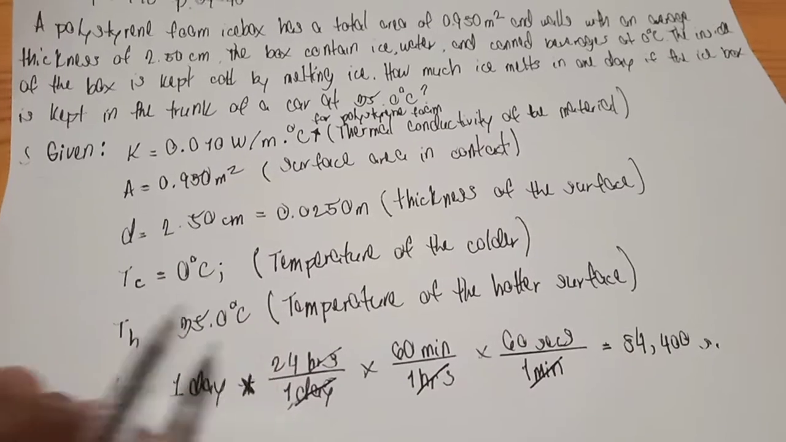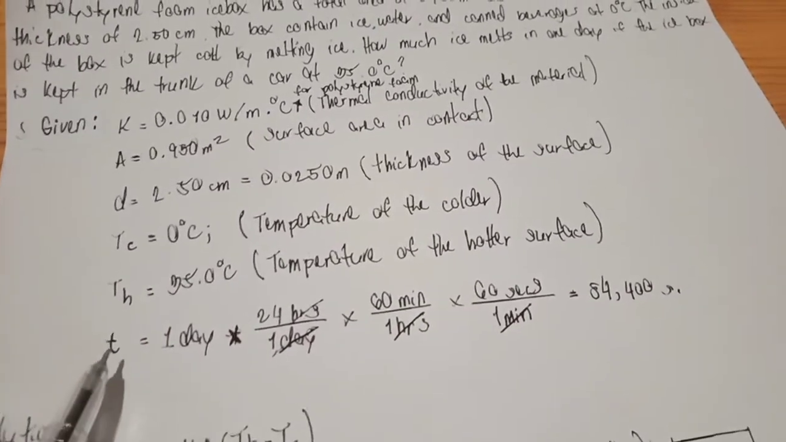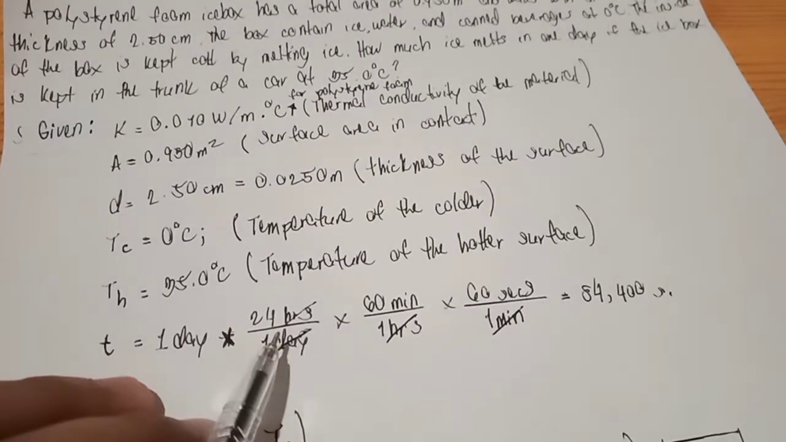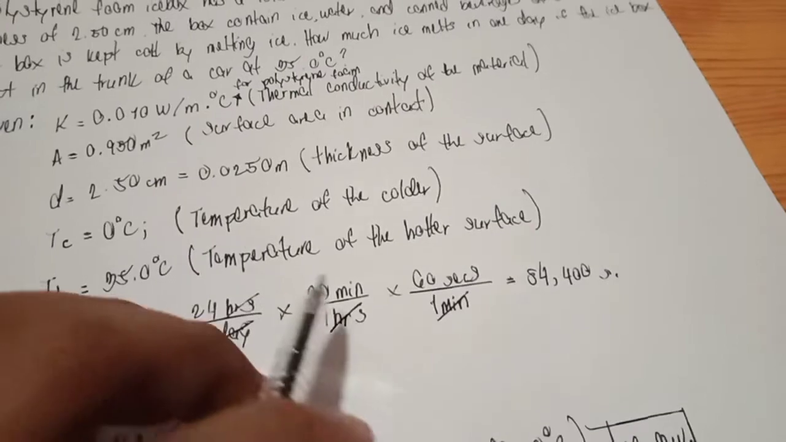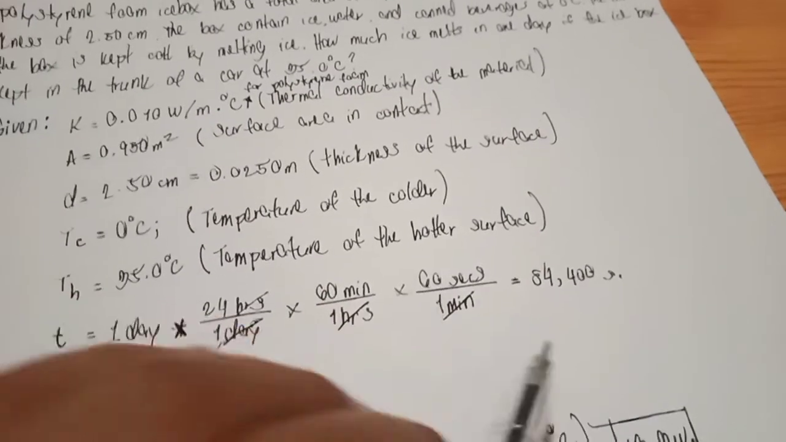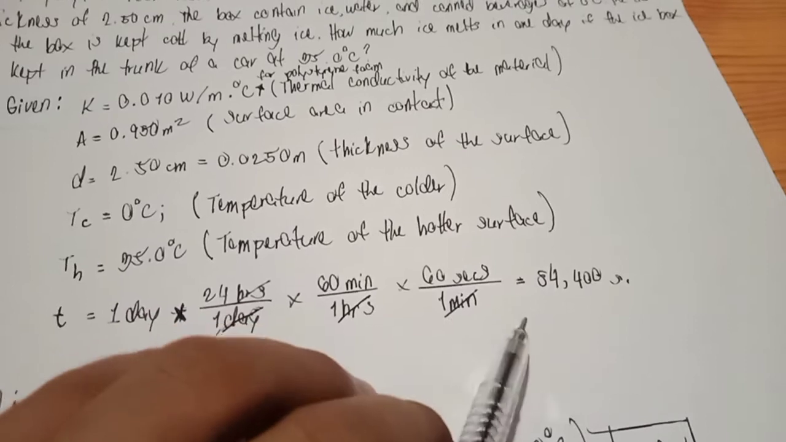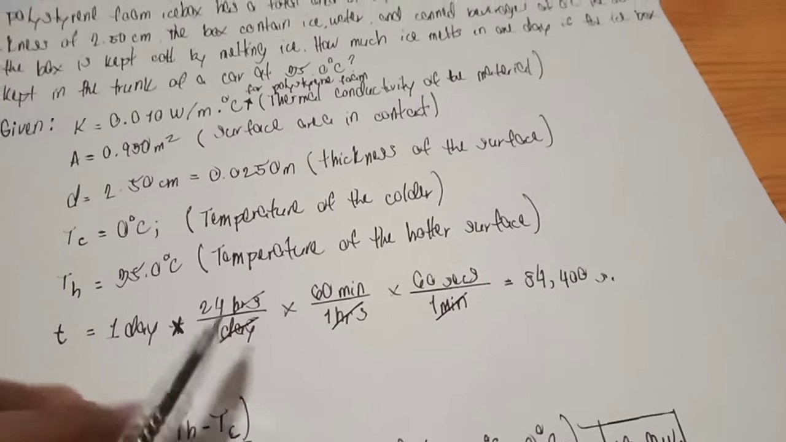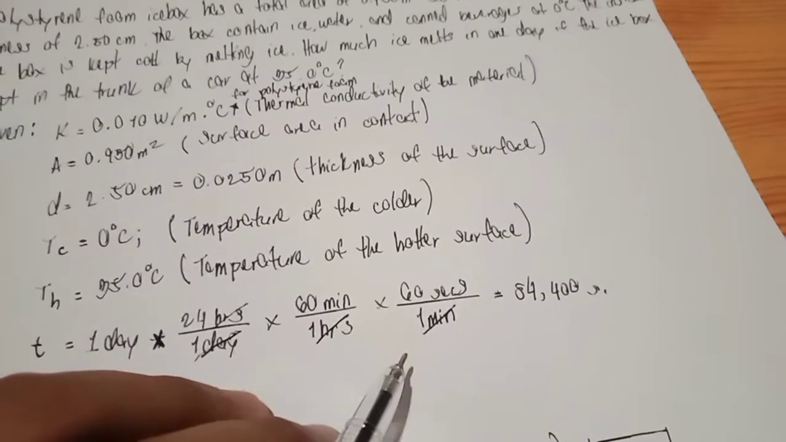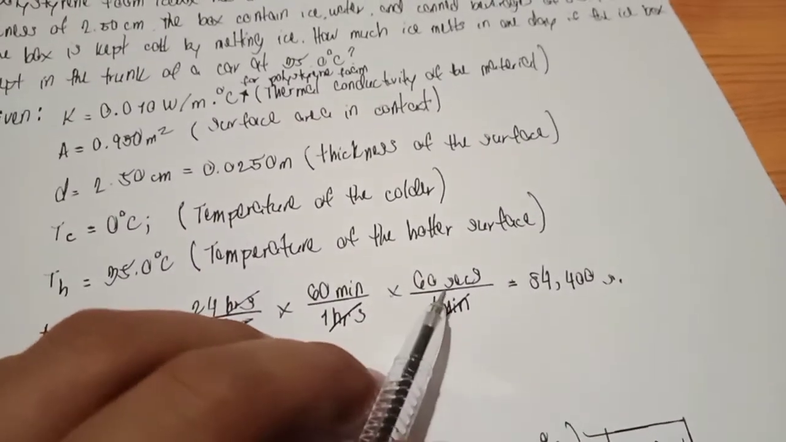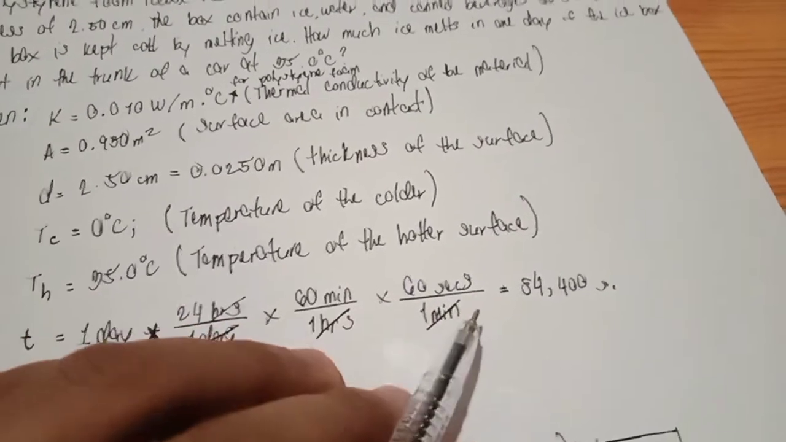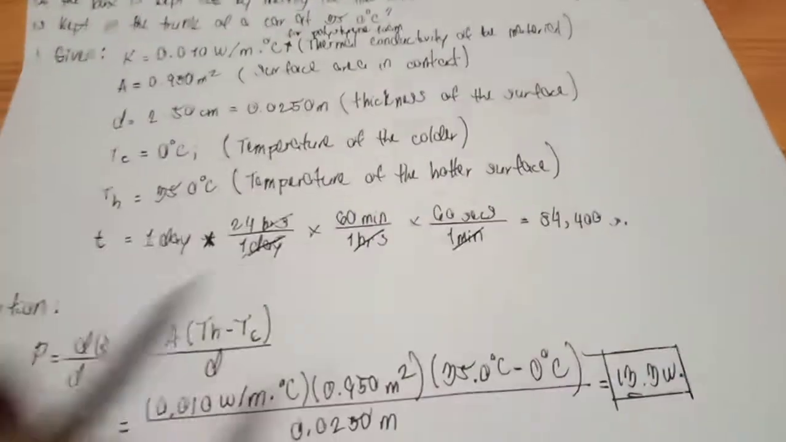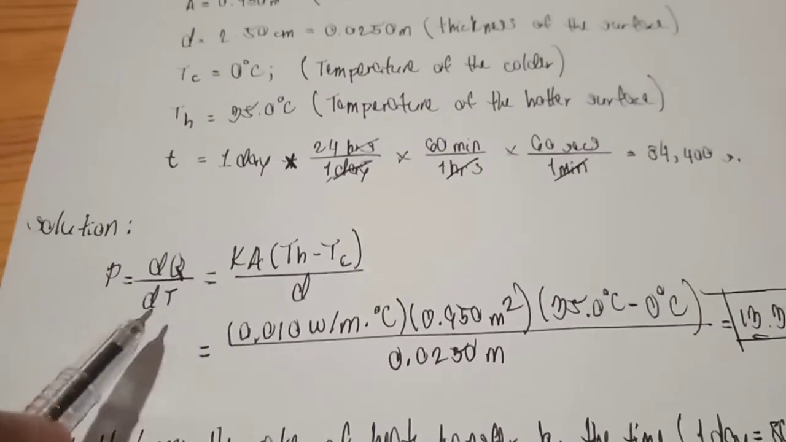degrees Celsius. Then time: 1 day is equal to 24 hours, 1 hour is equal to 60 minutes, and 1 minute is equal to 60 seconds. So we cancel out the days, hours, and minutes, leaving seconds. So the equivalent is 86,400 seconds.